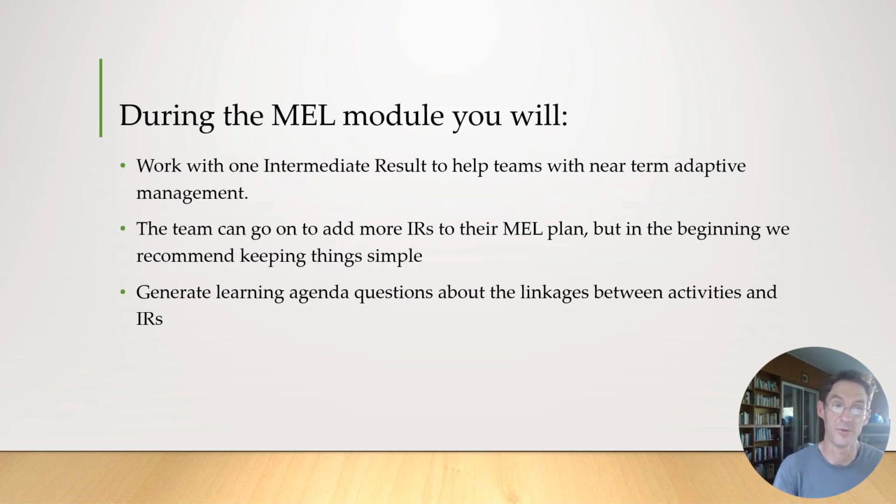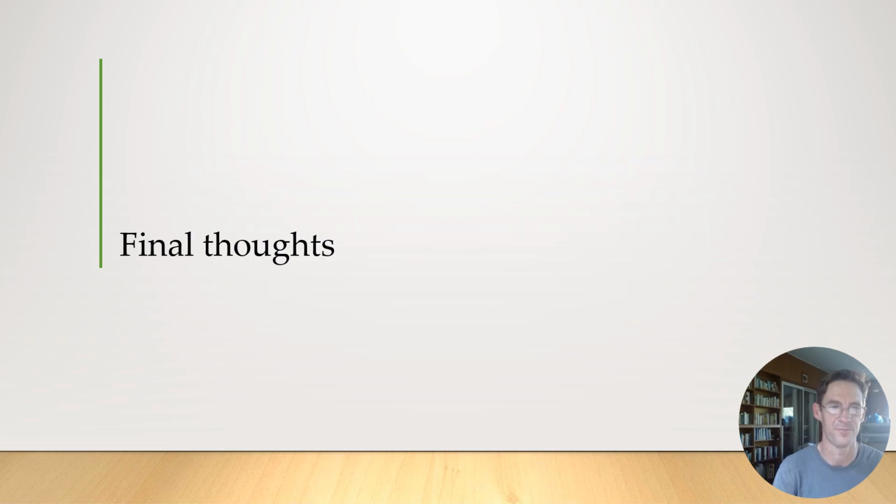So during the MEL module, you're going to pick a single intermediate result. The reason for this is we want teams to build the muscle of how you take an intermediate result, strengthen it, and set up that monitoring plan. And then the team itself can readily go back and add additional intermediate results following that process. The idea is that you're going to generate learning agenda questions about the linkages between activities, those key assumptions, and those intermediate results. So really figure out what the right questions are for you to be asking, and what the right data are for you to be gathering to test those intermediate results and those underlying assumptions.